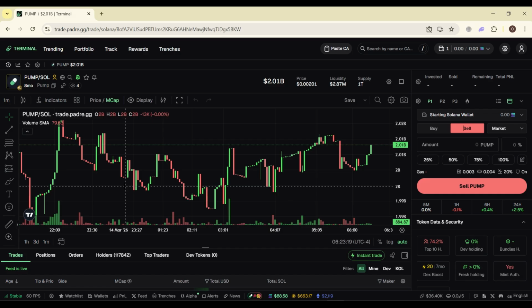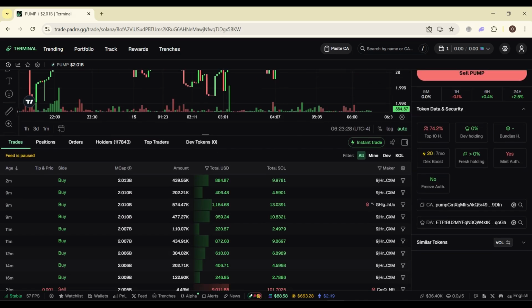So here's section 2, which gives you the information about the liquidity. The liquidity tells you how much money is available in the trading pool. If you scroll down here, you can see the liquidity as well. Higher liquidity usually means easier buying and selling, and less price impact from trades.